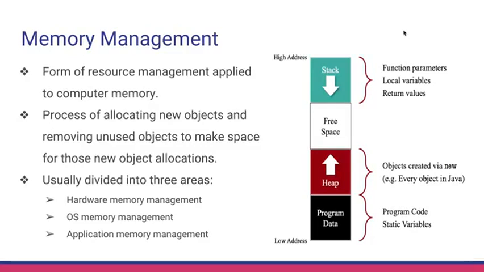Memory management is a form of resource management applied to the computer memory. It is also the process of allocating new objects and removing those unused ones to make space for the new allocations. It is usually divided into three areas: hardware, OS, and application. To the right, we have an example of a high-level representation of the memory in the computer. We have the program data, where the program code and static variables are, the heap, where objects created via new live, we have some free space, and the stack, where the function's parameters, local variables, and return values are.